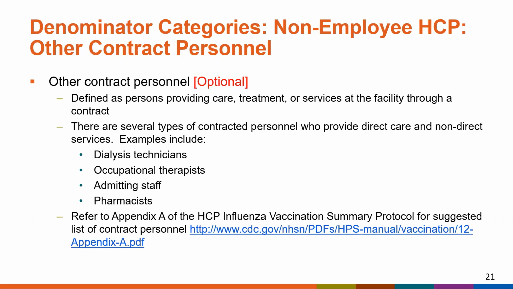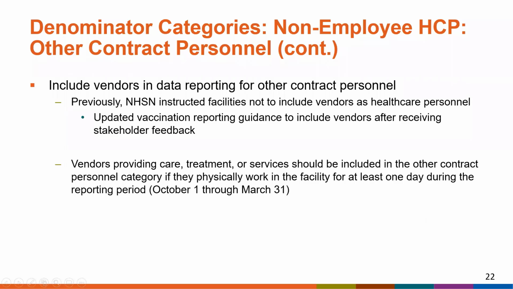Please refer to Appendix A of the Healthcare Personnel Influenza Vaccination Summary Protocol for a suggested list of contract personnel. If a facility decides to report contractor data, it can note which categories of personnel are included in their data by using the comments function in NHSN, which will be noted later in the presentation. Vendors are also included in the other contract personnel category, regardless of clinical responsibility or patient contact.